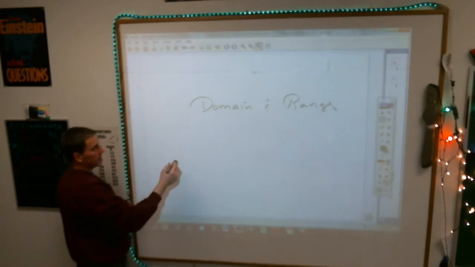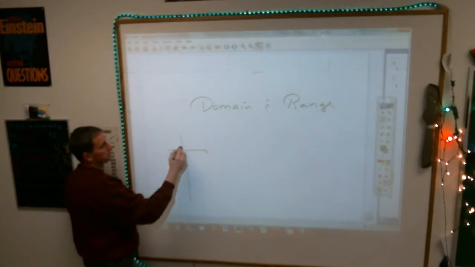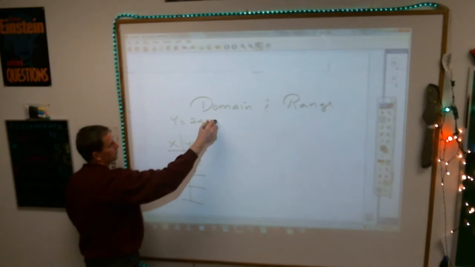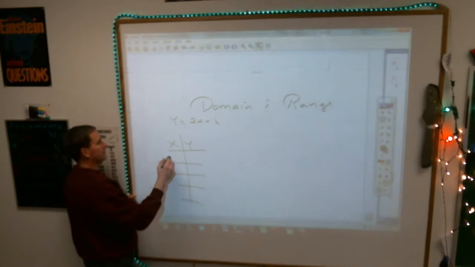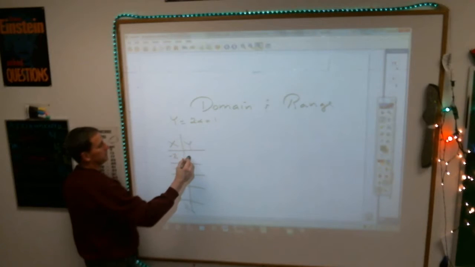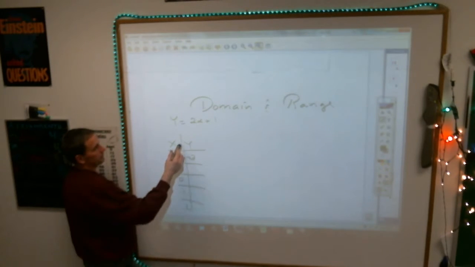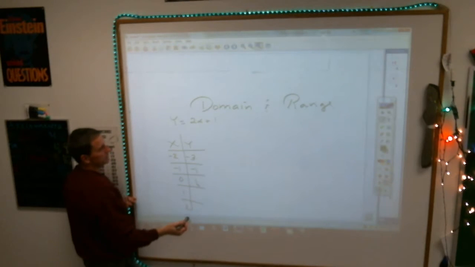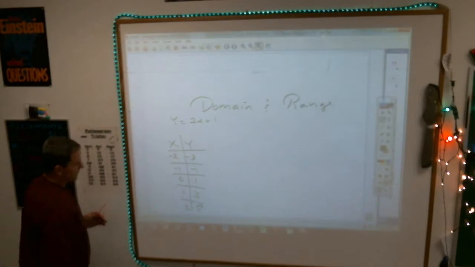Basically, when they talk about domain and range, if you have a table, let's say y equals 2x plus 1, and you put numbers in for x. Let's just do this: -2, -1, 0, 1, 2. I'll do this quickly because this isn't really that important. -2 times 2 is -4 plus 1 is -3. -1 is -1. 0 is 1. 1 is 3. And 2 is 5, right? Let's say I just did that.